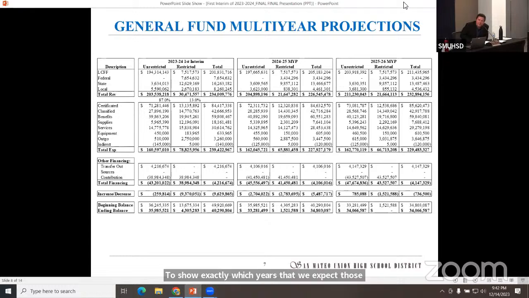spent in. When we look into our multi-year projection, the unrestricted side shows approximately a 1% deficit in 24-25. That does include $1.2 million in one-time health and welfare commitments that we've made. And as you look out into the 2025-2026 year, we are projected at a small excess of revenues over expenditures and a strong unrestricted fund balance of about $34 million.